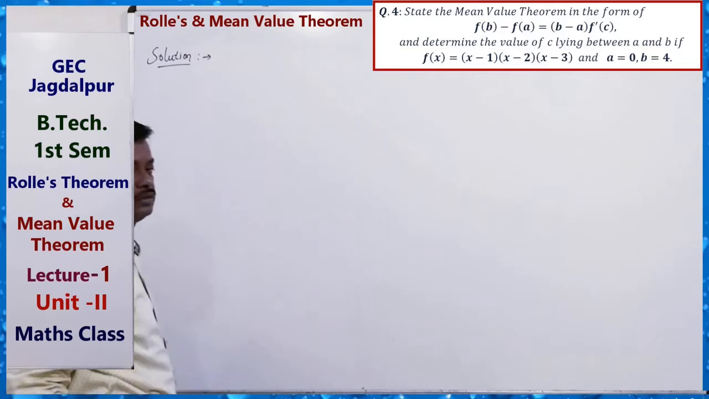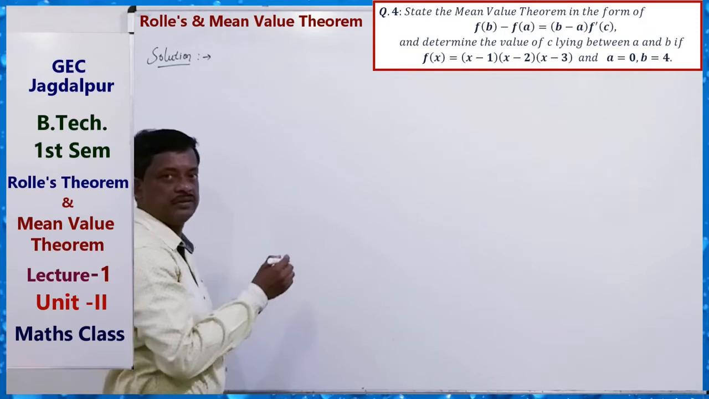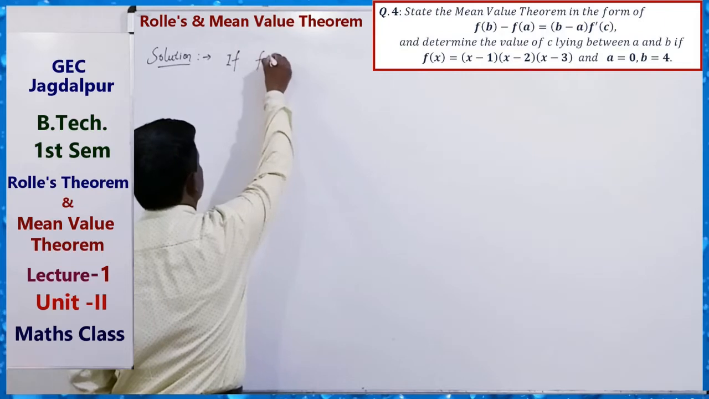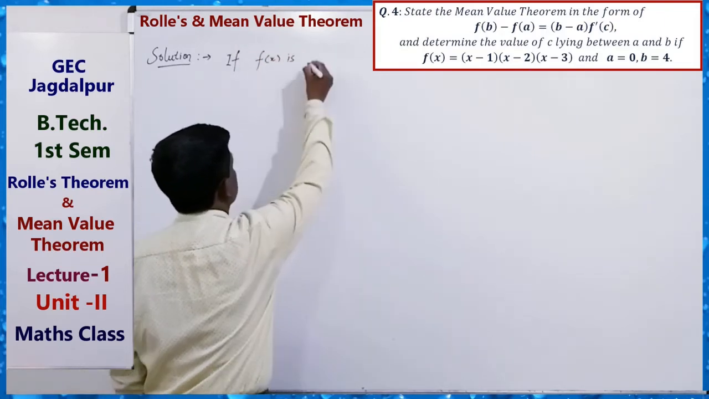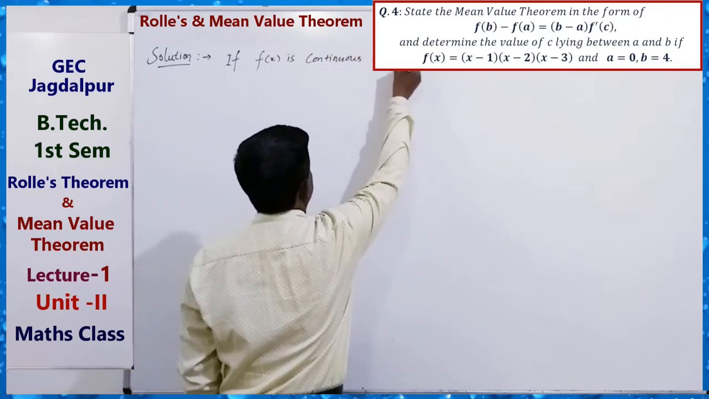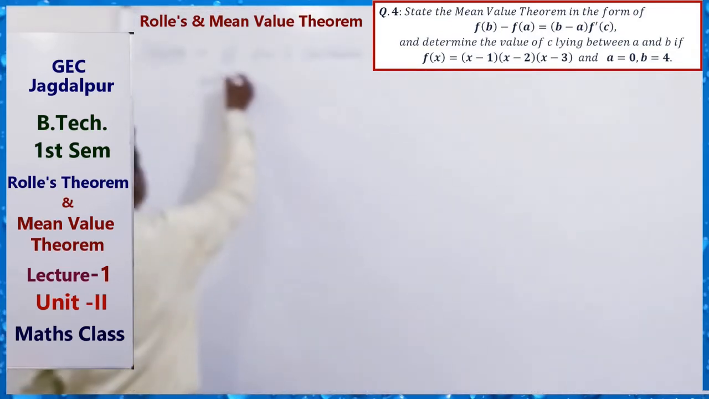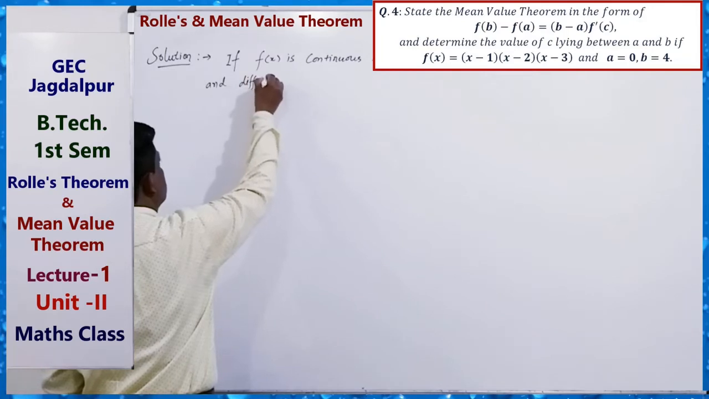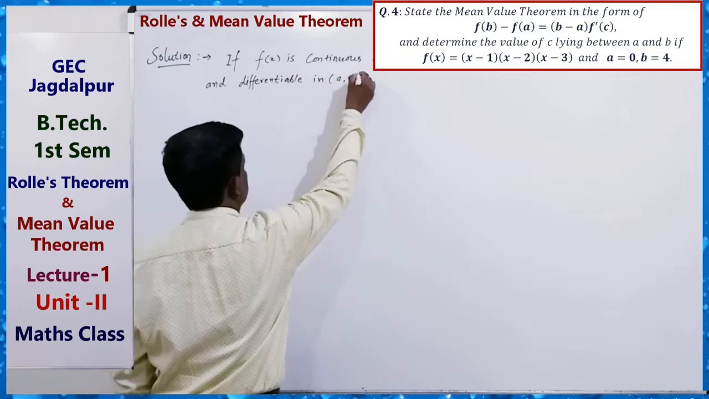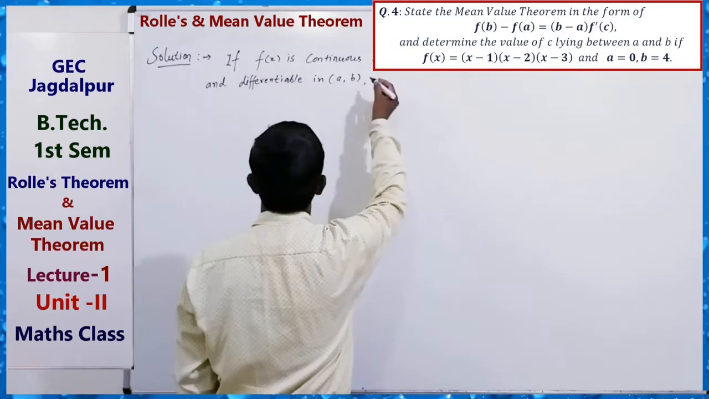Mean value theorem is Lagrange's mean value theorem. We just have to verify it. First of all, give a statement. If f(x) is continuous in the closed interval and differentiable in the open interval, this is the condition of Lagrange's mean value theorem.